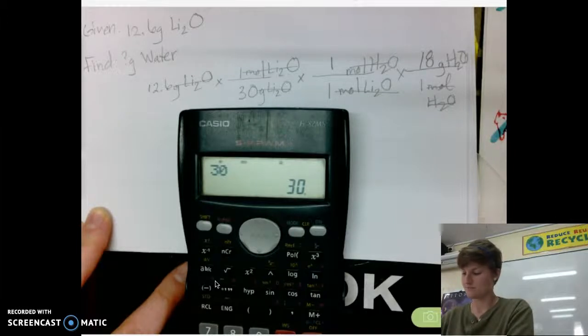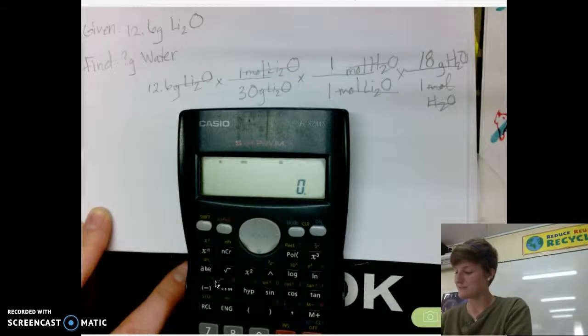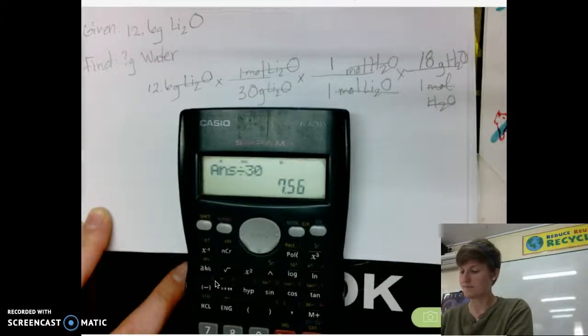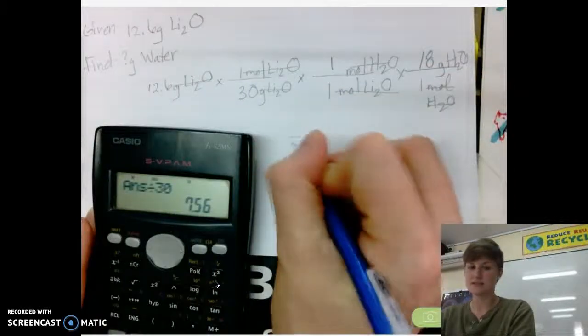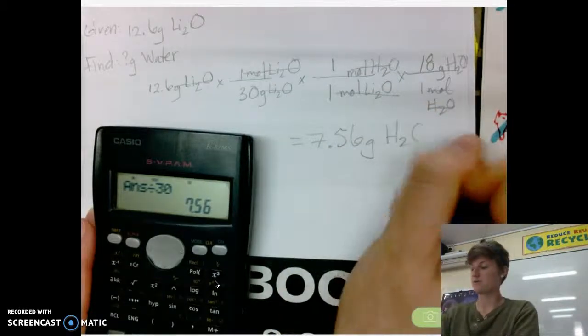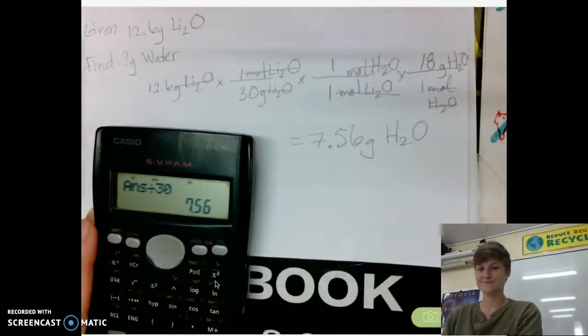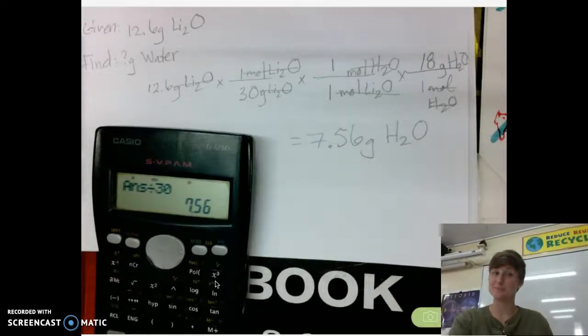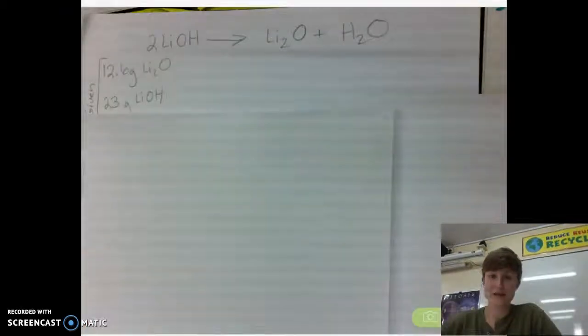Oops, sorry. Let's redo that. So you have your 12.6 times 18 equal sign divided by 30. And your answer is 7.56 grams of water. Hope that helps. So that's grams to grams. Time for just a little bit more.